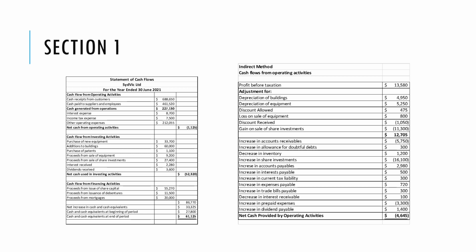of goods and services. The operating cash inflow of SYTVIC comes from cash receipts of $688,650 received from customers, and operating cash outflow is incurred due to making payment of $461,520 to the suppliers, making interest expense of $8,700, income tax expense of $7,500, and paying for the operating expenses at $212,055. SYTVIC is making a negative cash flow from its operational activities.